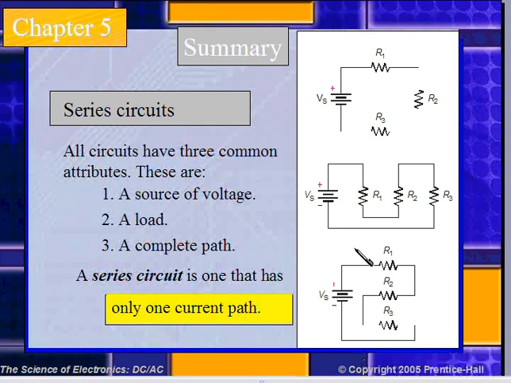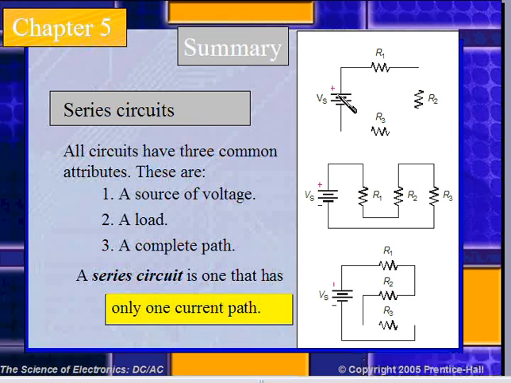Series circuits. All circuits have three common attributes. These are a source of voltage, which you can see in all of these pictures, a load, here the load is the resistors, and a complete path. A series circuit is one that has only one path of current.